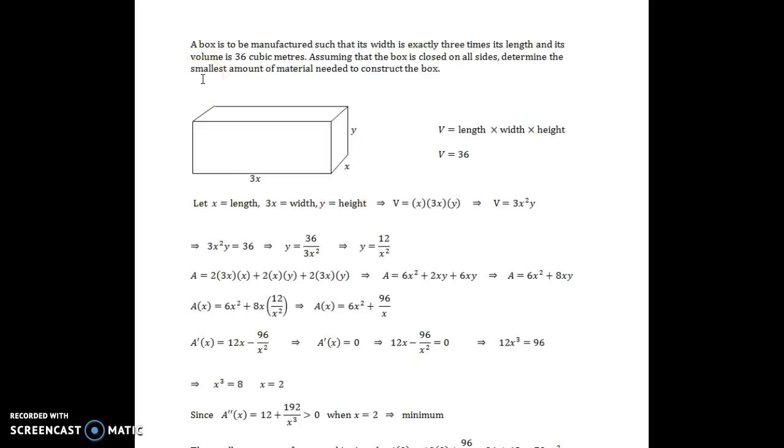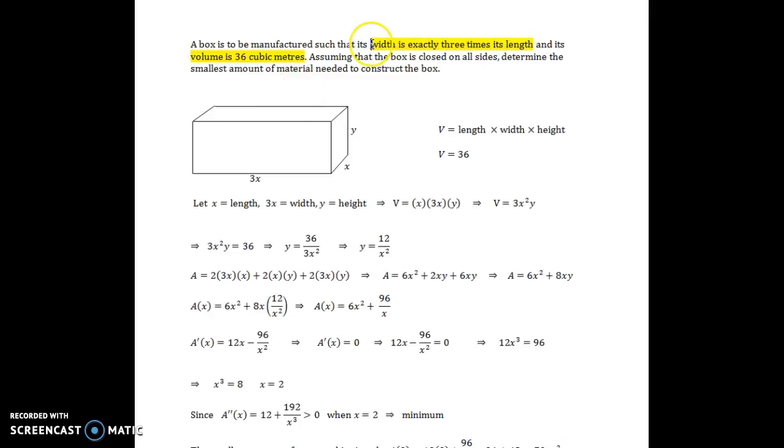Okay, here we have a third example of an optimization question, and it involves a closed rectangular box. If you read the question, it says a box is to be manufactured such that its width is exactly 3 times its length, which is important. I'll highlight that. And the volume itself is 36 cubic meters. I'll also highlight that. Assuming the box is closed, determine the smallest amount of material needed to construct the box. And when we're talking smallest amount here, we're looking at a minimum.